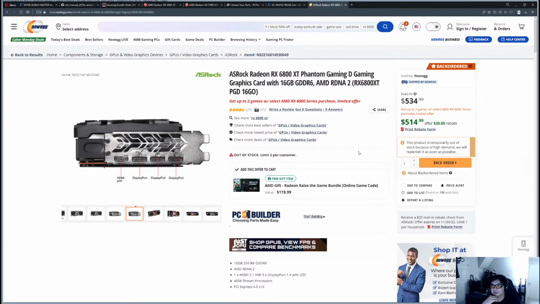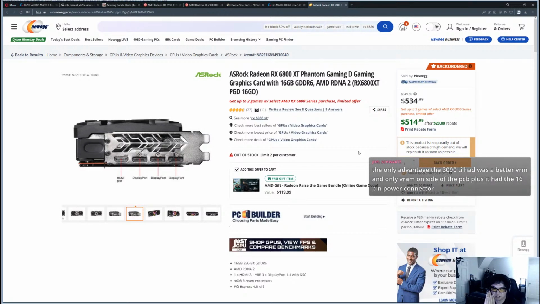So how much did the 6800 XT cost? The 6800 XT's MSRP was $650. But last year it was like $1,200 or $1,300 or even $1,500 because of the crypto and Ethereum and all that stuff. So yeah, the price of it last year was really, really high.